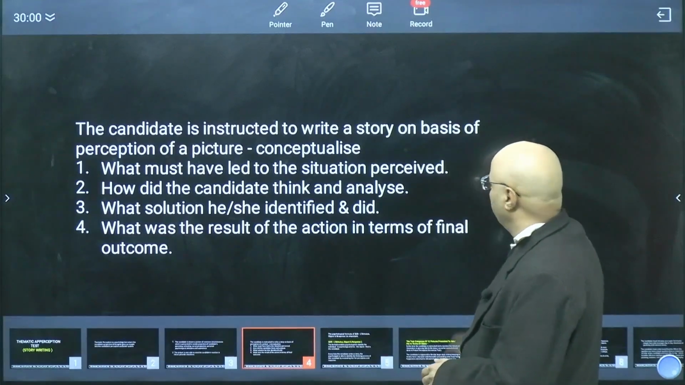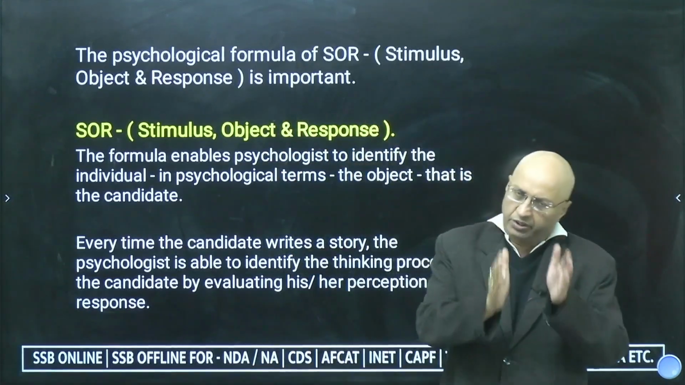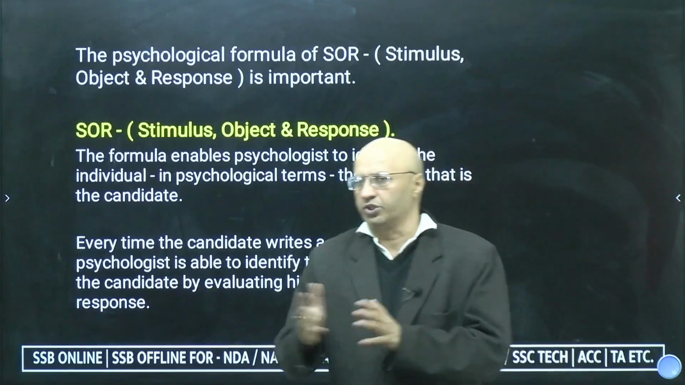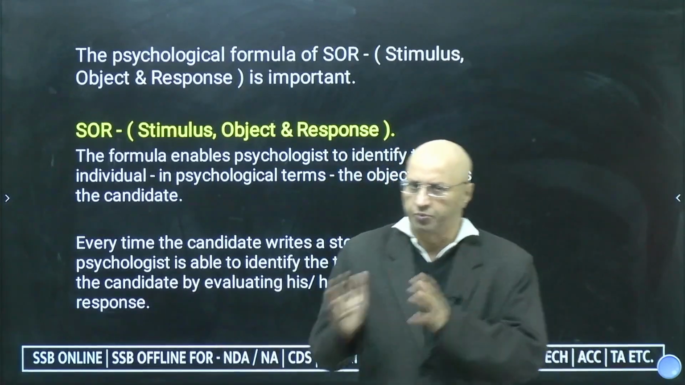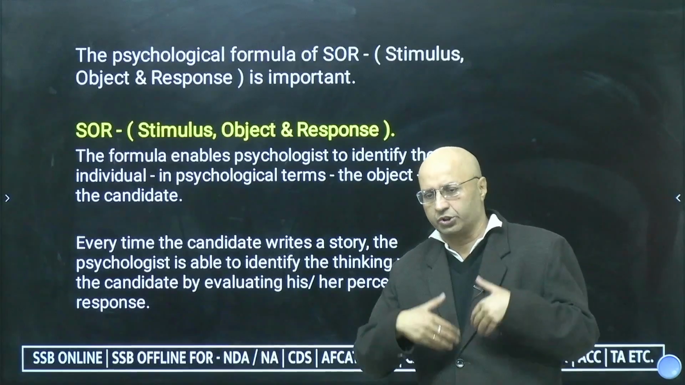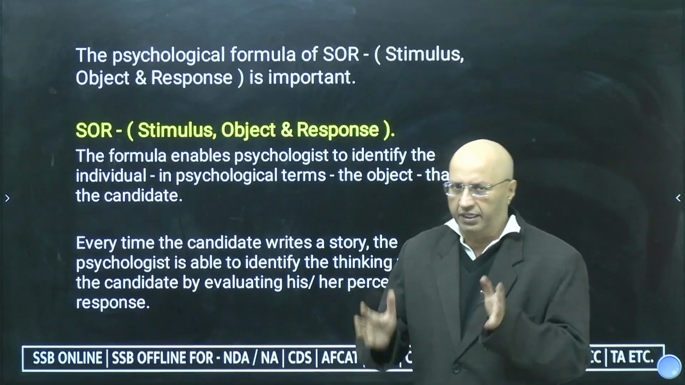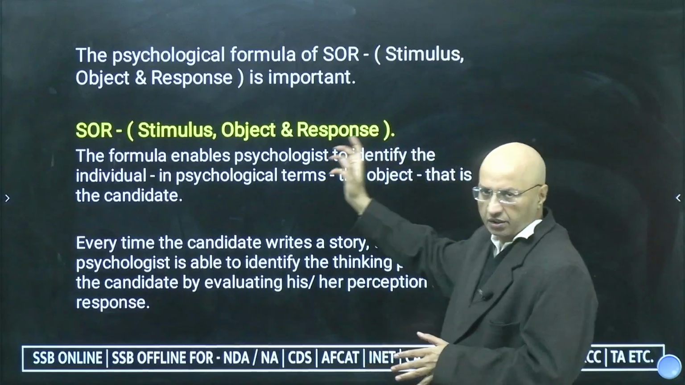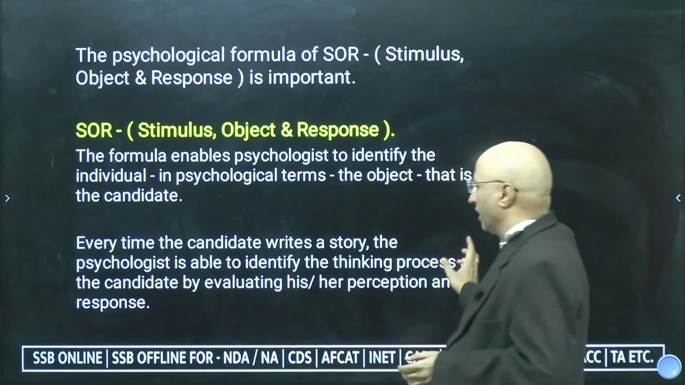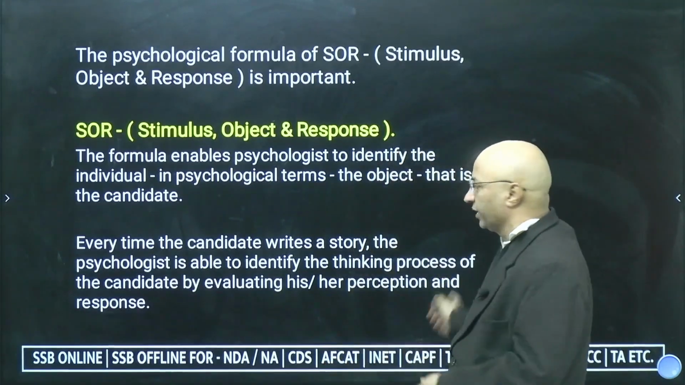Now here, what is very important to understand is the SOR approach. They are showing you a picture, that is the stimulus. Who are you in between the object and what you respond? So when you see a stimulus and you respond, the thing in between is you. That means how you think, what kind of situation you understand it is, and how you react, they identify that. So stimulus, organism, response. The formula enables psychologists to identify the individuals. Each time the candidate writes a story, the psychologist is able to identify the thinking process of the candidate.